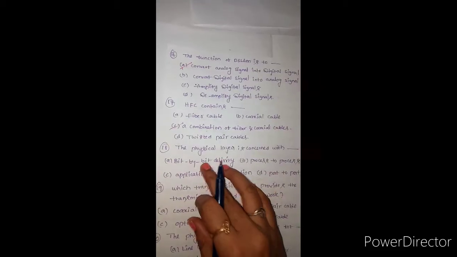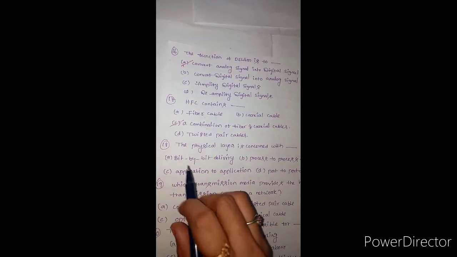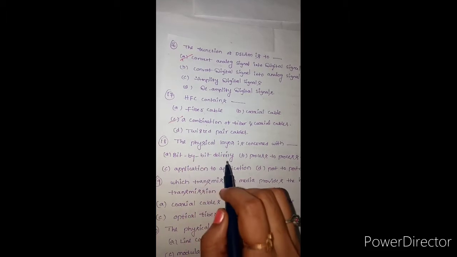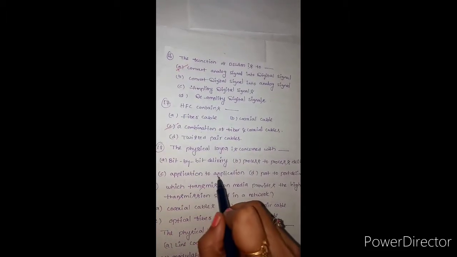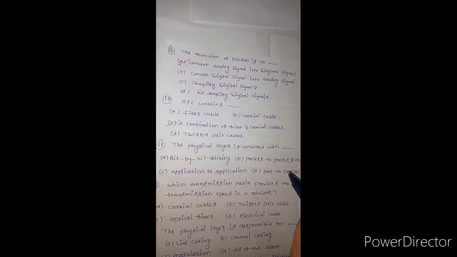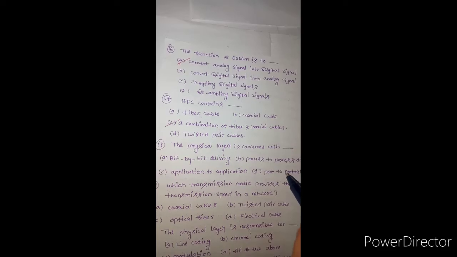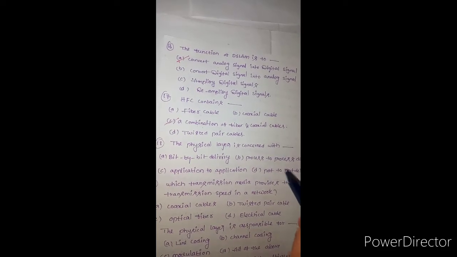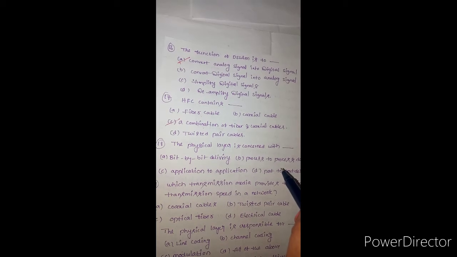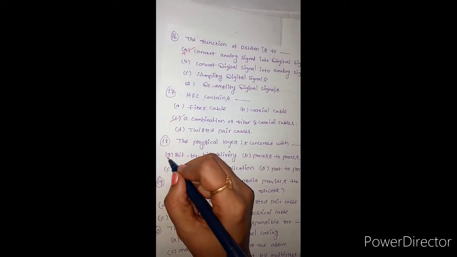Next one, the physical layer is concerned with dash. Options: Option A, bit by bit delivery. Option B, process to process delivery. Option C, application to application. Option D, port to port delivery. Here the physical layer deals with bit by bit delivery in networking. The data until it reaches the physical layer is in the form of bits. So the correct answer is bit by bit delivery.